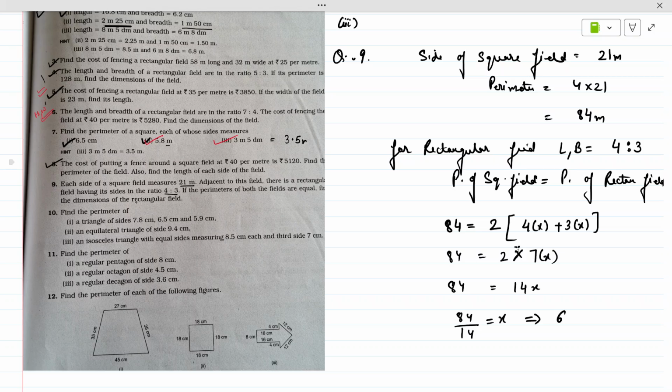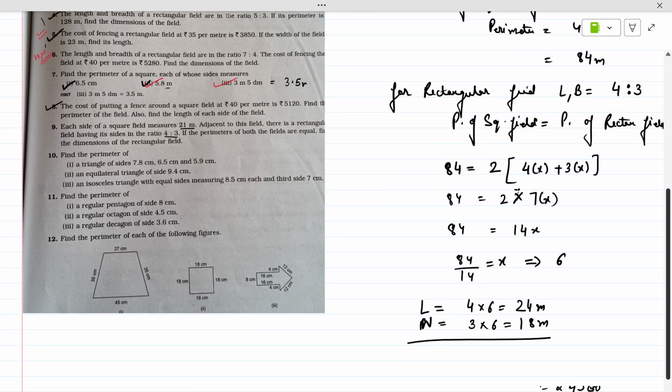Now find the dimensions of rectangular field. Length will be 4 times x, 4 into 6, 24 meters, and the width is equivalent to 3 times x, that is 18 meters. Okay, so this is how we have to do this question, kids.